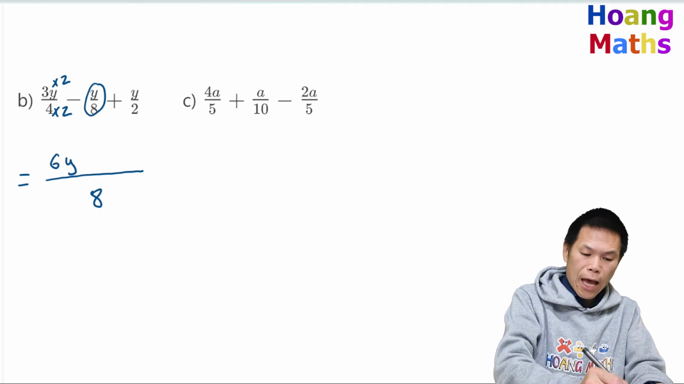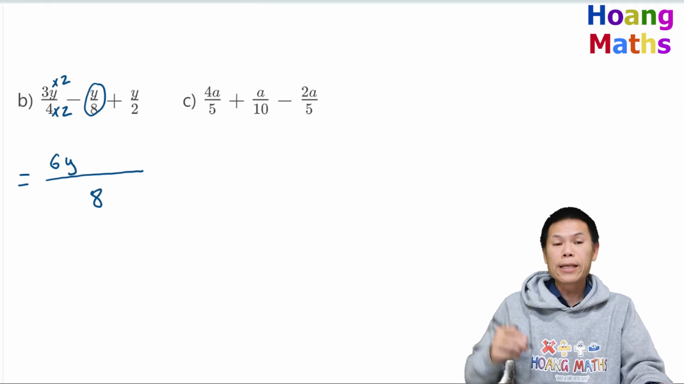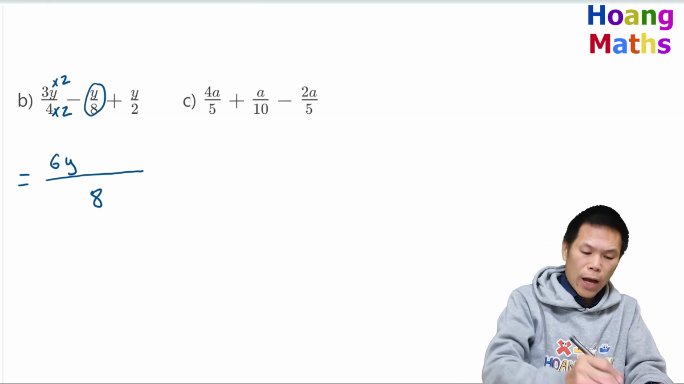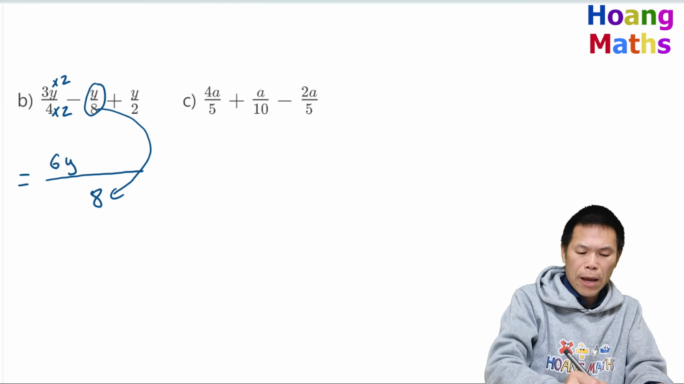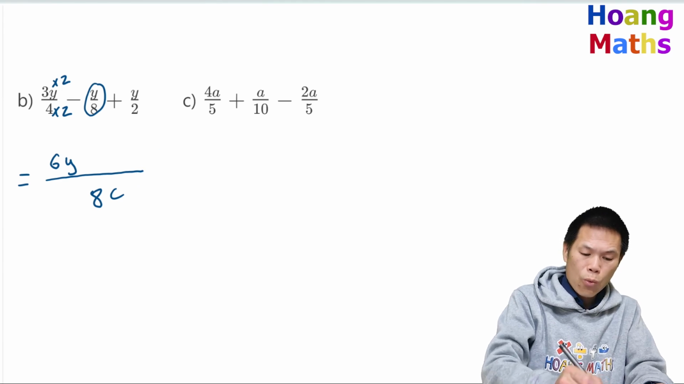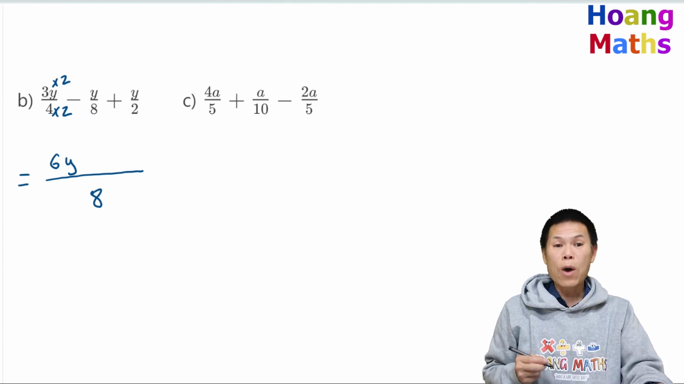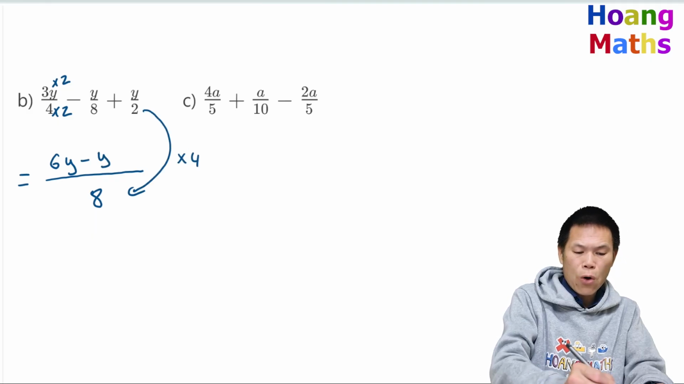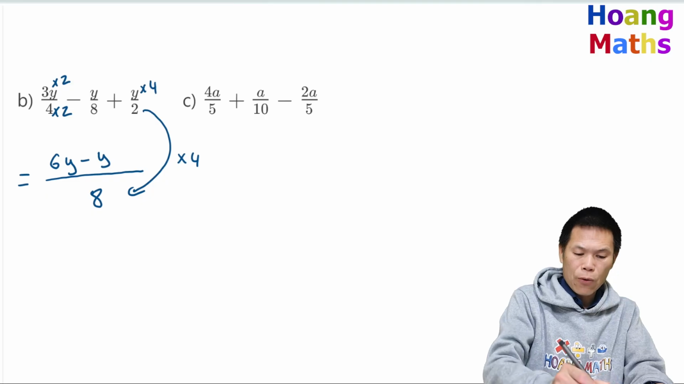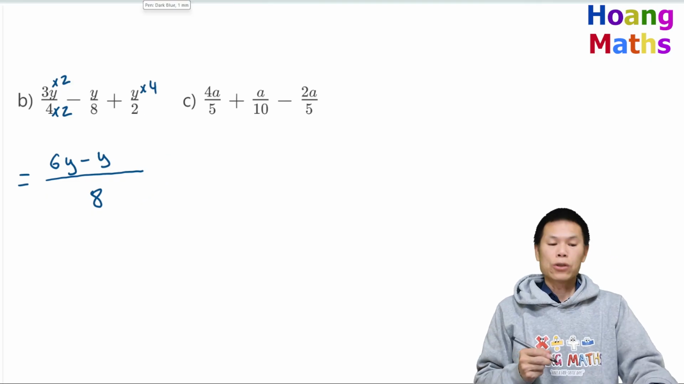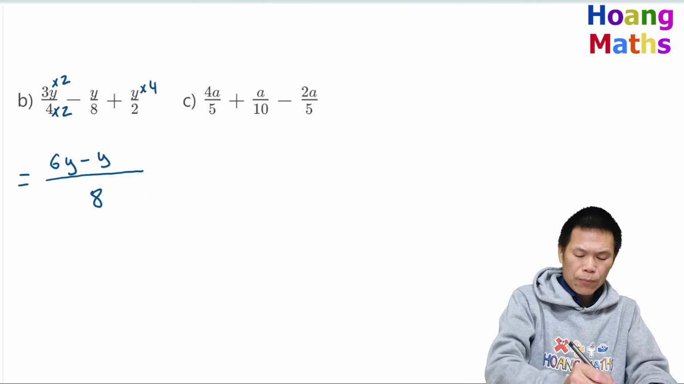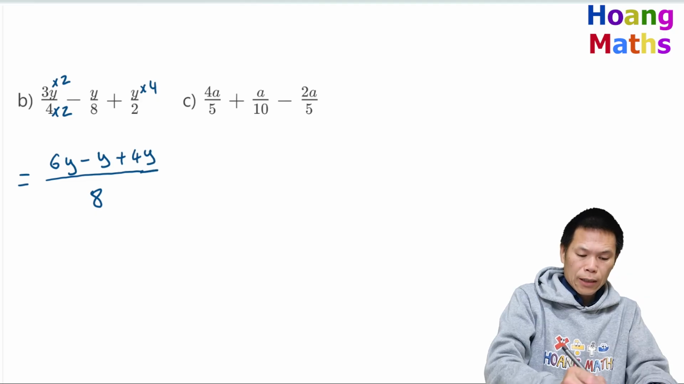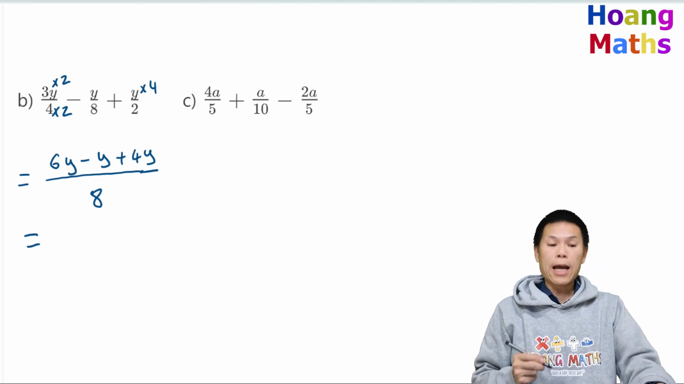And then this 8y over 8. To get 8 to 8, this one here, we times by 1. So therefore, y times 1 is y. So we minus y here. And to get 2 to 8, we times this by 4. So this needs to be times by 4. Don't forget, okay? So therefore, 4 times y is 4y. We add 4y. So now, we just collect the like terms.